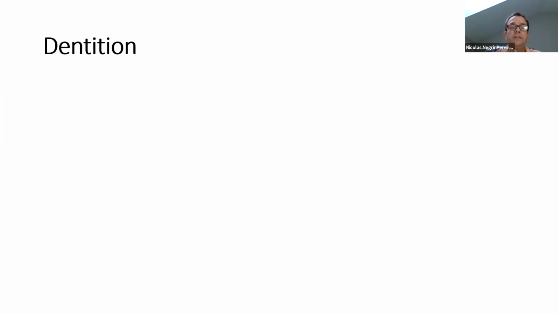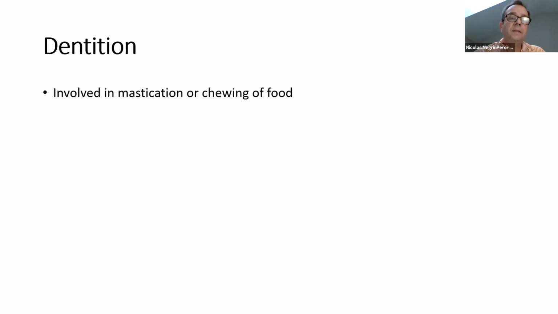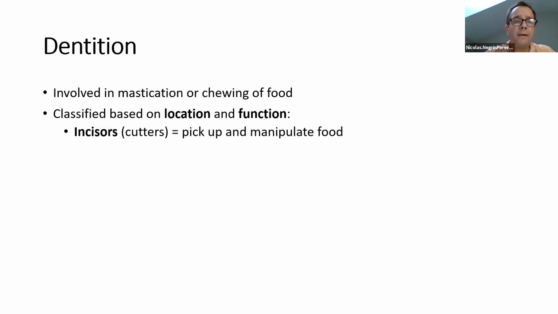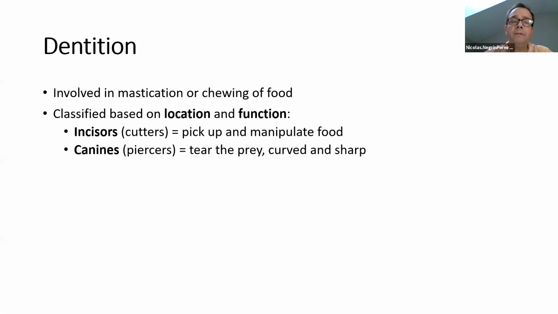So let's have a look at the dentition. Let's have a look at the teeth. They are, of course, involved in mastication or chewing of food, and they are classified based on their location and function. First we have the incisors, also sometimes referred to as cutters. They actually pick up and manipulate the food. Then we have the canines, which can be defined as the piercers. They actually tear the prey.